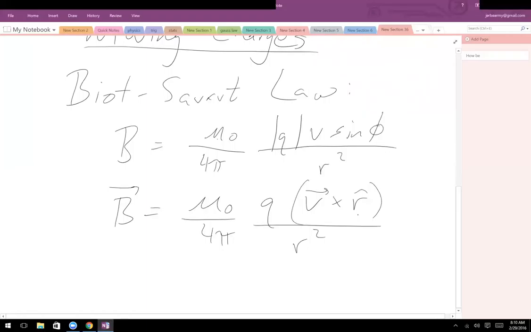The only thing we're going to use this for, so in principle, if you just have an electron moving out in the world, it creates a magnetic field. That's what this says.